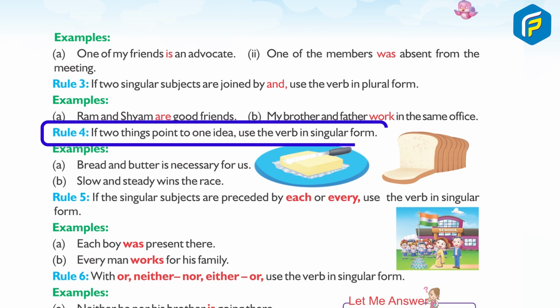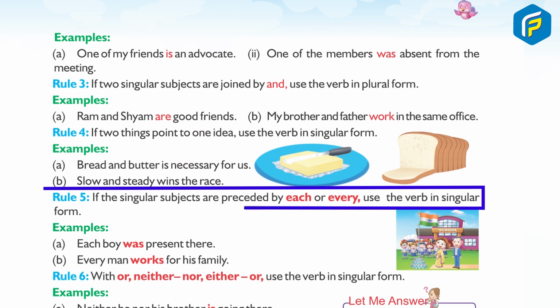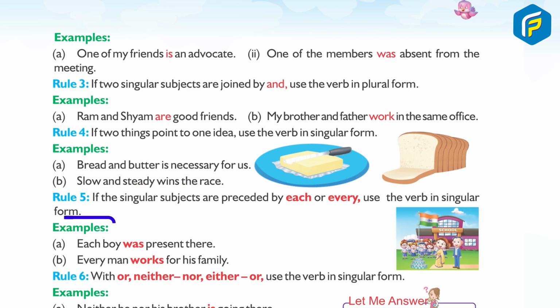Rule 4. If two things point to one idea, use the verb in singular form. Examples: A. Bread and butter is necessary for us. B. Slow and steady wins the race. Rule 5. If singular subjects are preceded by each or every, use the verb in singular form. Examples: A. Each boy was present there. B. Every man works for his family.